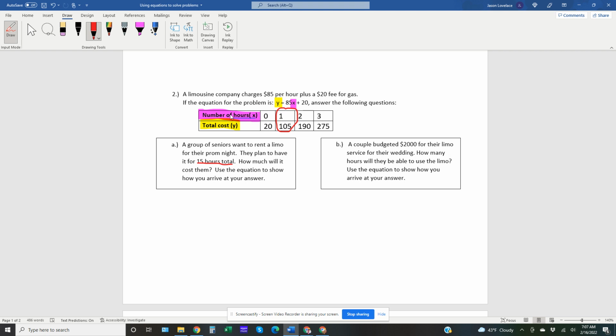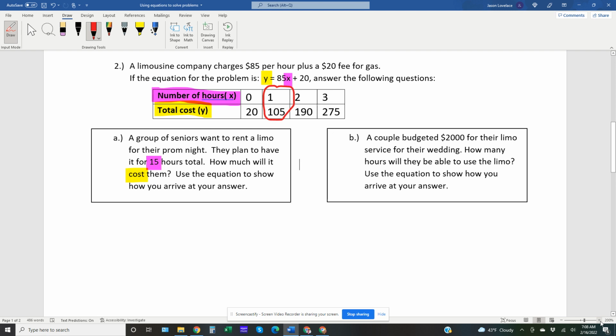Okay, so I have to look back at the problem. Is number of hours going to be my X or my Y? Okay, so I see that it's going to be my X. So 15 is going to be the number of hours. Now I am trying to find my total cost. So I am trying to find Y given that X, my number of hours, is equal to 15. So I'm going to take this equation that we have up here, Y equals 85X plus 20, but I'm going to substitute 15 hours in for X.